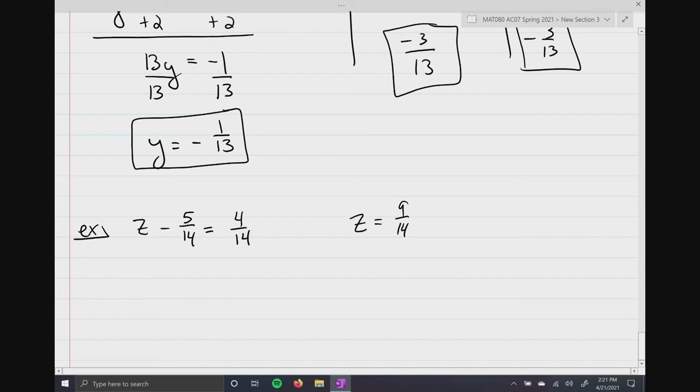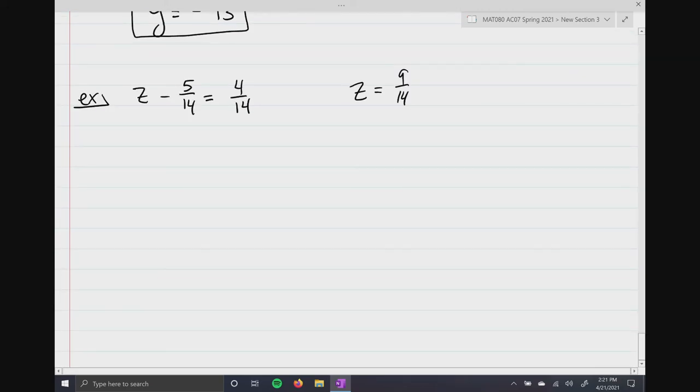Step one, do you see fractions? Yes. So what we're going to do is multiply everything by the LCD to eliminate the fraction. What's nice about this, our LCD is 14. That's what our denominators are. So I multiply everything by 14.